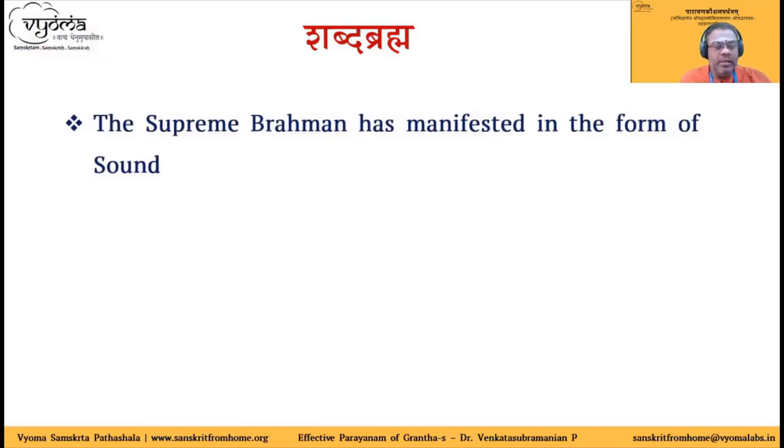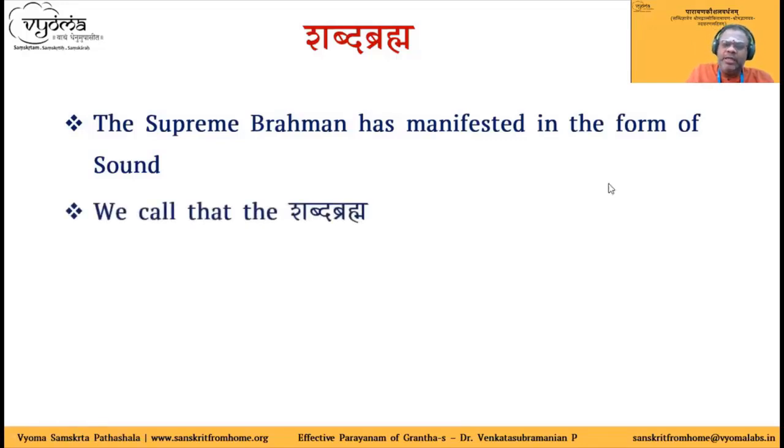The entire Jagat, Sampurnam idam Jagat, Shabdamayam vartate. This is full of Shabda, sound. The universe is encompassed by this sound. And we say, this is Shabda Brahma. The Paramatma, the Nirguna Parabrahma, has manifested in the form of sound. Shabdasya preranaya eva jagat pravartate. Because of this sound only, the entire universe is actually progressing.